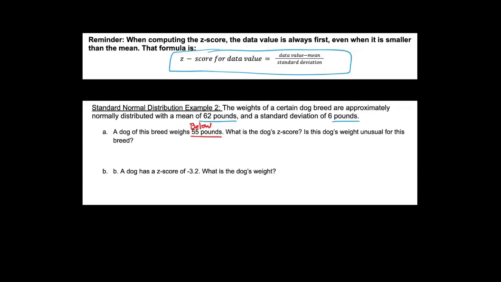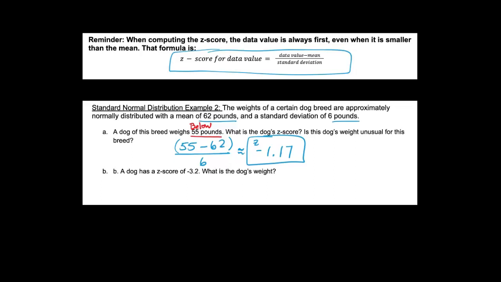So now I'm going to use my formula. So my data value is the 55 pounds minus the mean, which is 62, and then divided by the standard deviation, which is 6. So in the calculator, 55 minus 62, enter, and then divided by 6, or you can put parentheses around this. And so if you do that, you should get approximately negative 1.17 for a z-score.